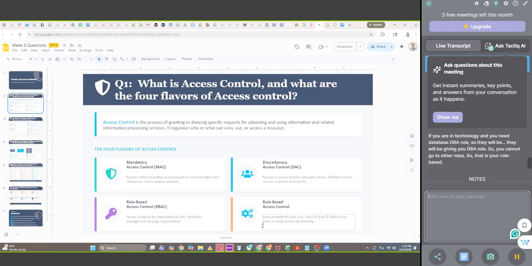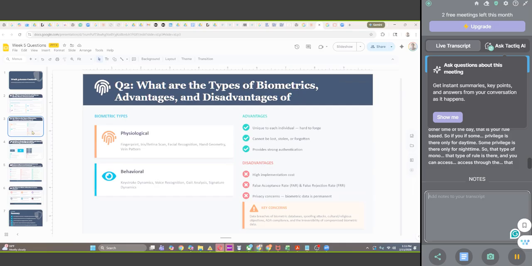Then rule-based access control uses predefined rules, such as the time of the day, or which IP address you are going to use, and whether we should deny you if you want to use another IP address or another time of day. That is your rule-based access control. Some privilege may be there only for daytime, some only for night time. That type of rule is there, and you can access through that rule.